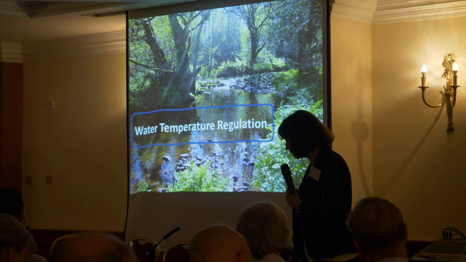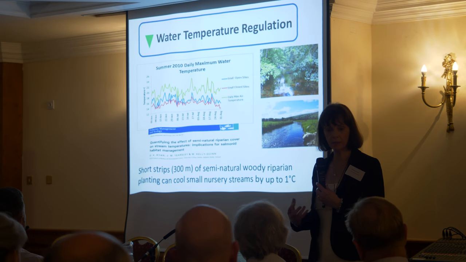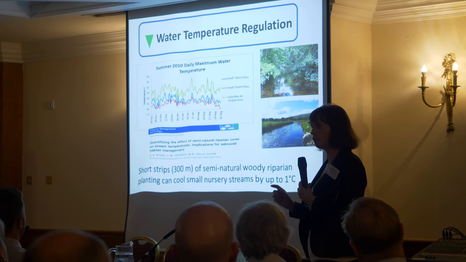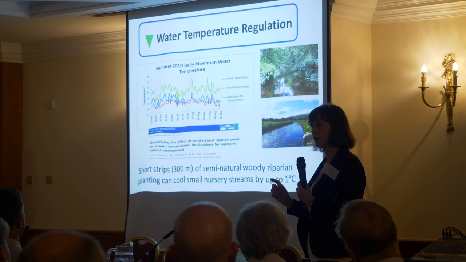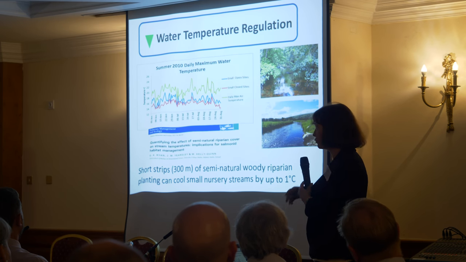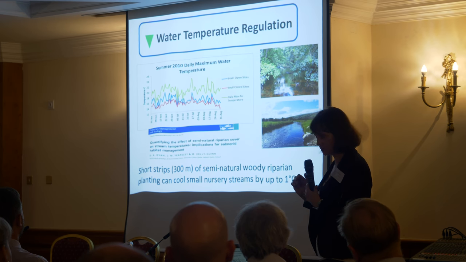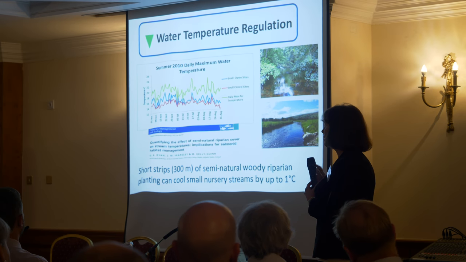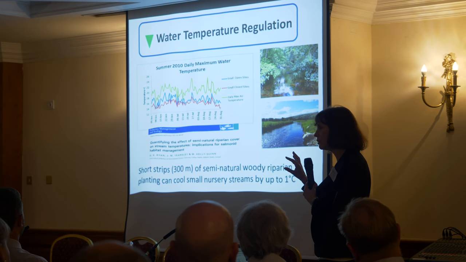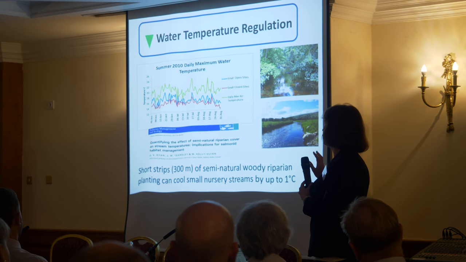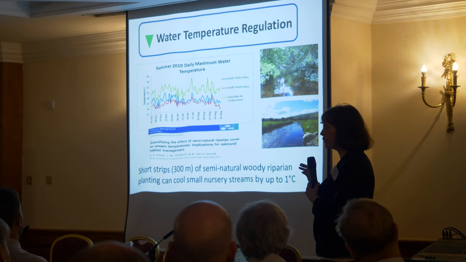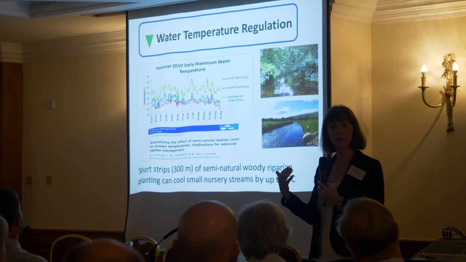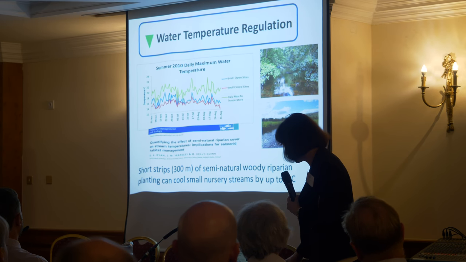But what is interesting, and I think might influence how we design some of these wooded riparian buffers, is that even very short stretches of wooded stream edge can have a marked effect on temperature. So, for example, work carried out by Dermot Ryan, now with Inland Fisheries Ireland, and one of my former PhD students, showed that short strips, only about 300 metres, of semi-natural woody riparian planting can cool nursery streams by up to 1 degree. So there is great potential to capitalise on that particular service.